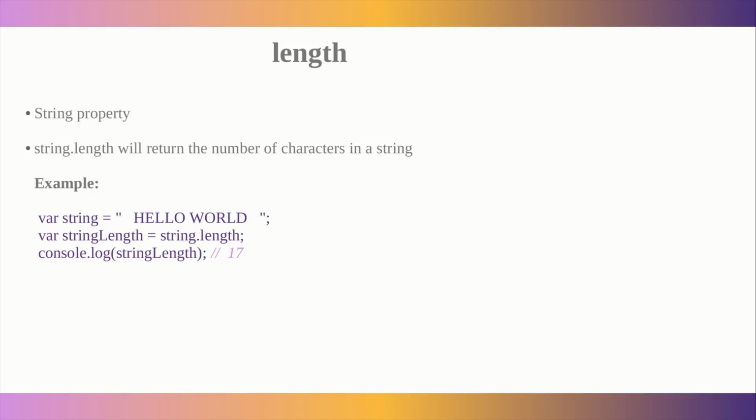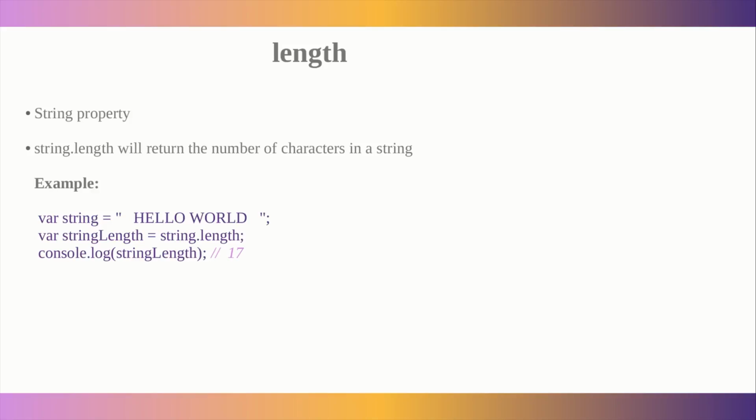As you can see in our example, var string is equal to "hello world." There are 3 spaces before the word hello, as I pressed the spacebar 3 times. And there are also 3 spaces after the word world and 1 space in between the 2 words. Therefore, the total number of characters, including those of the words hello and world, is 17.